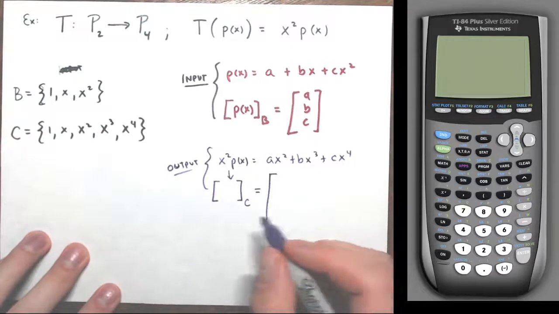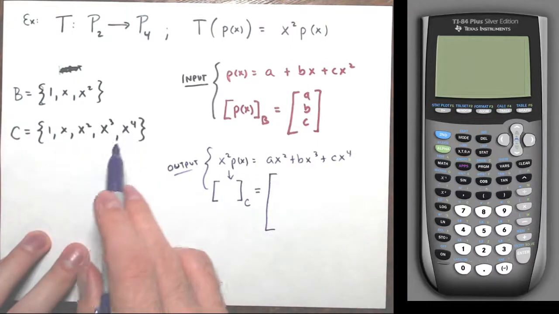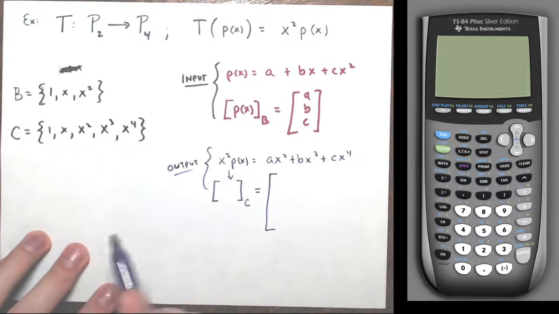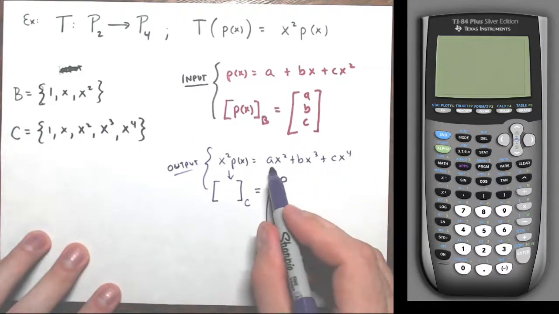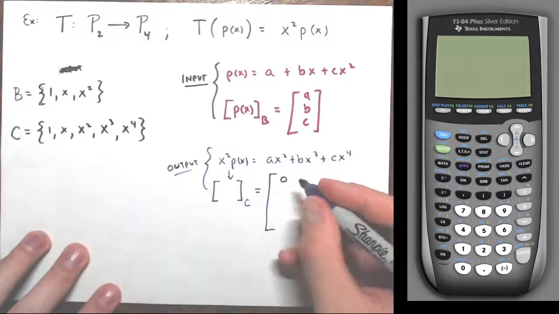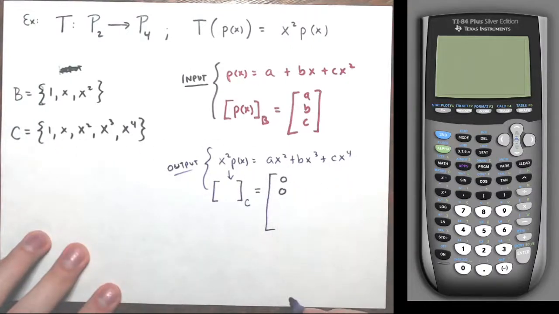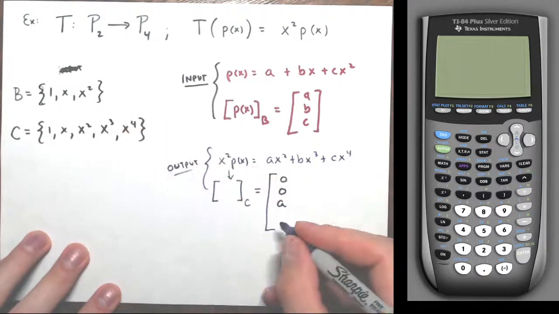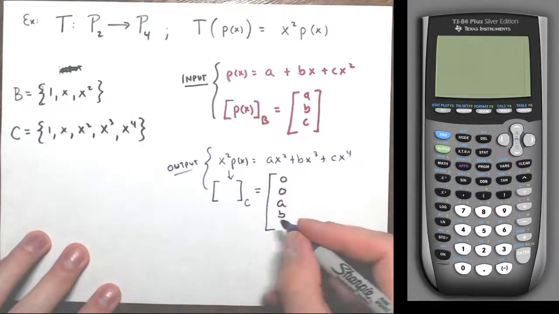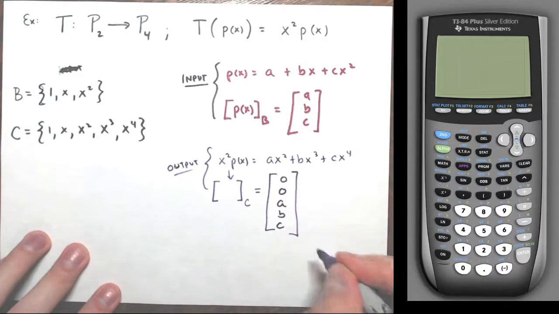All right, so that would be a 5-component vector because there are 5 vectors in the basis for C. This has no constant, so 0 times 1. And this has no x to the first term, so 0 times x. So my first two components are 0 and 0. And then I have a times x squared, then b times x cubed, then c times x to the fourth. So the last 3 components are a, b, c.